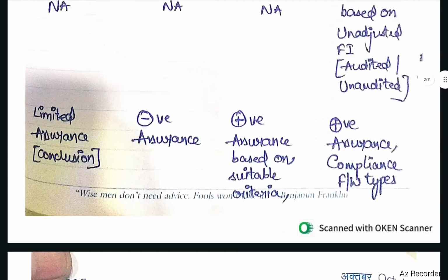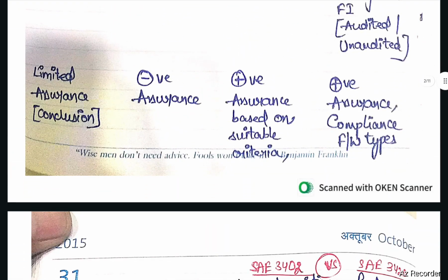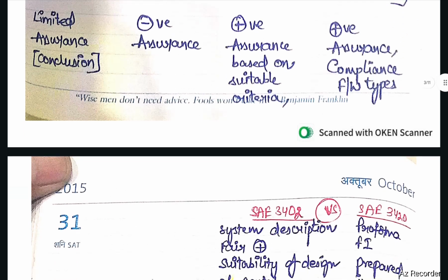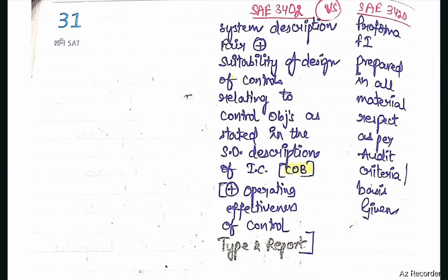Next, in case of SAE 3420, we give positive assurance, and compliance framework types also we will discuss. For pro forma financial information, we will give this opinion based on pro forma financial information prepared in all material respects as per applicable criteria or basis given.